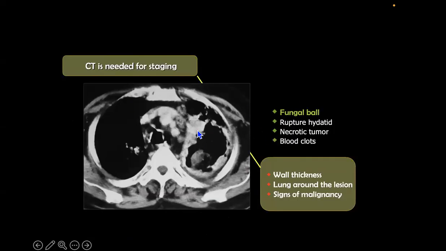So look at this. Again, we have a cavity, we have a ball inside. So that was a fungal ball, but the differential is very wide. We look at the wall, we look at the inner opacity. The wall is well defined. We don't have nodularities, and even the inner opacity looks well defined. So this could be diagnosed as a fungal ball.